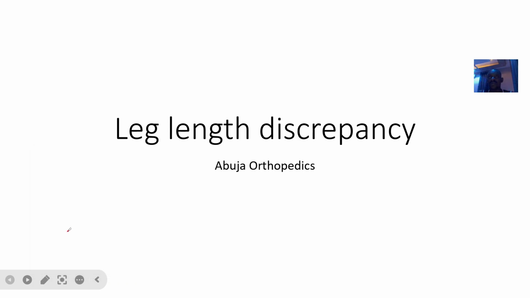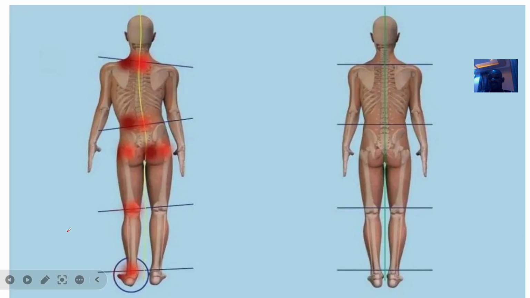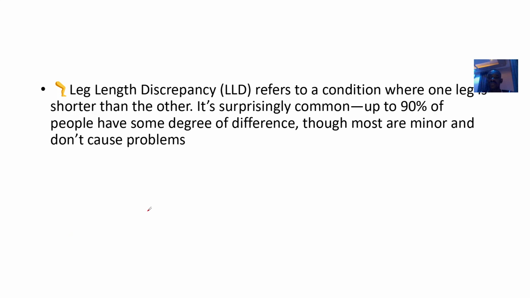So still talking about problems that could actually originate in the lower limb. We're looking at what's known as a leg length discrepancy. Just from hearing the word discrepancy, it sounds like two things are not in agreement. Leg length discrepancy simply has to do with your two legs, right? Their length is not the same. It refers to a condition where one leg is shorter than the other.